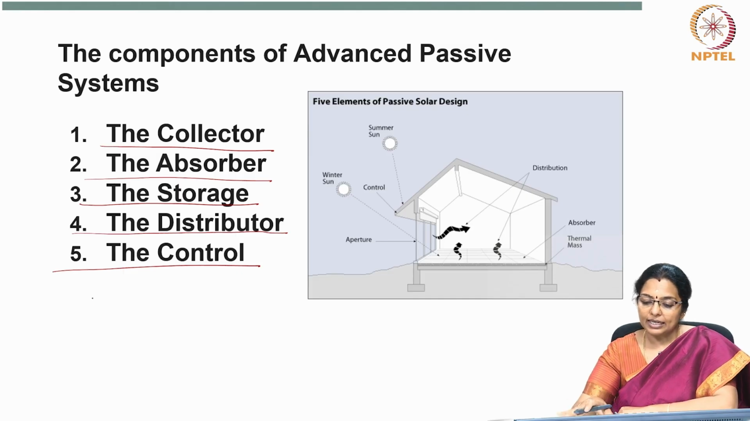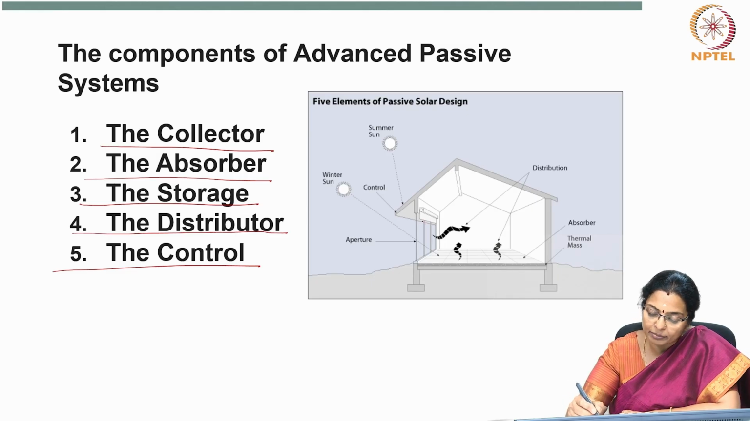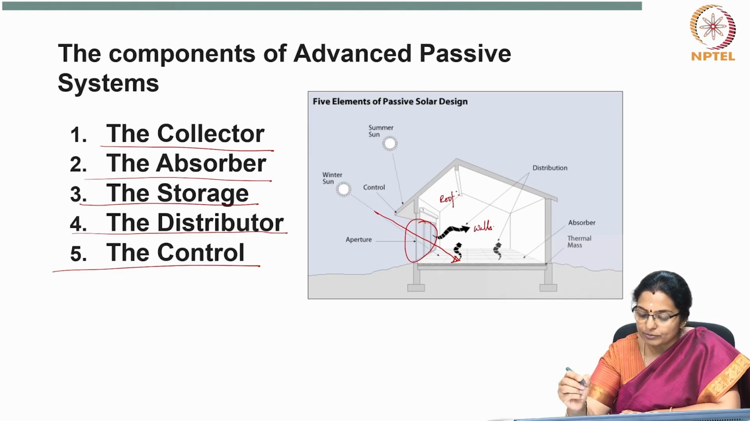Now, let us look at an example, okay? With an example, let us look at what each of these elements is. Now, first is the collector. From where does the heat enter the building? The heat enters the building through the aperture. So, this becomes the collector. The heat which comes in needs an absorber. Which is the absorber? The absorber is the floor, the walls, the roof. These are all absorbers.